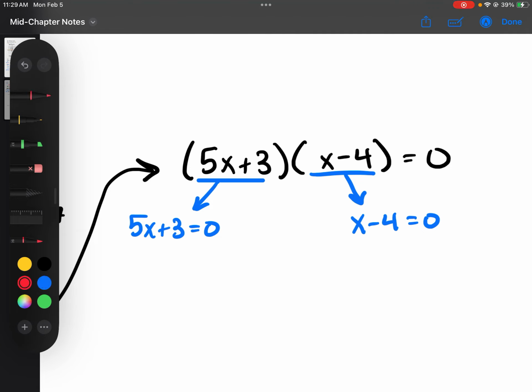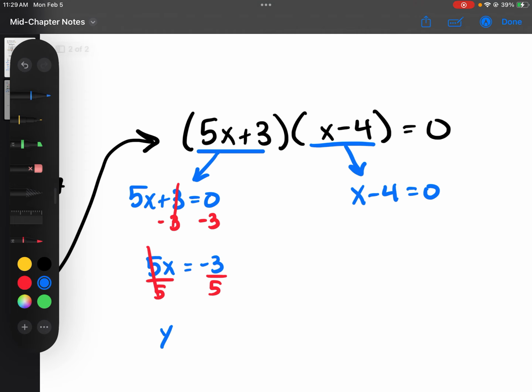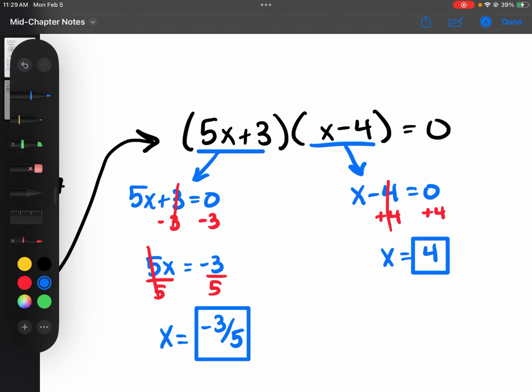So let's start with the leftmost one. So I'll subtract 3 from both sides, and then I'll divide by 5. So that cancels the 3, this cancels the 5. And for our first answer, you get negative 3 over 5. So that's answer number 1. And then the last answer, I'll just add 4 to both sides of the equation. And you get x equals positive 4. And just remember, you'll just write those with a comma between the two numbers.